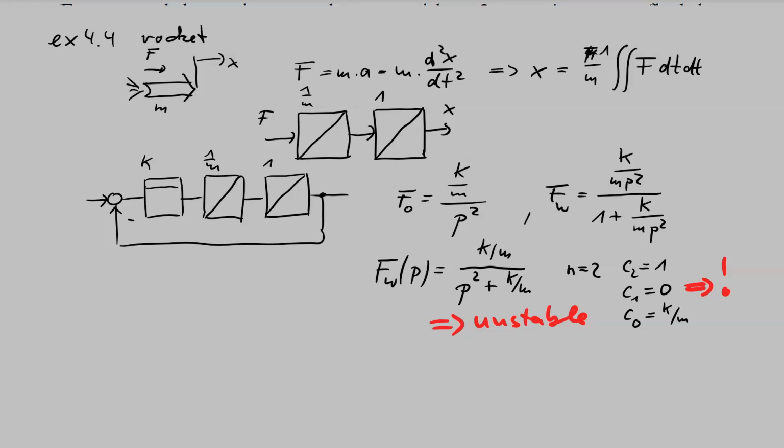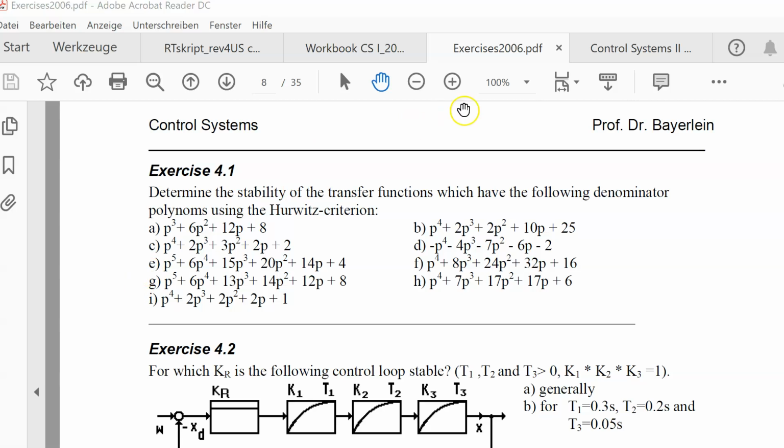Okay, more examples. In a paper called Exercises or Exercise 2006 PDF, you can find in your Moodle course on page 8, a list of polynomial functions. These polynomial functions should be the denominator of a system. So we have to investigate these polynomial functions with the Hurwitz criterion, and if all three conditions of Hurwitz are true, the system with this denominator is stable or not. So let's start with the first one.